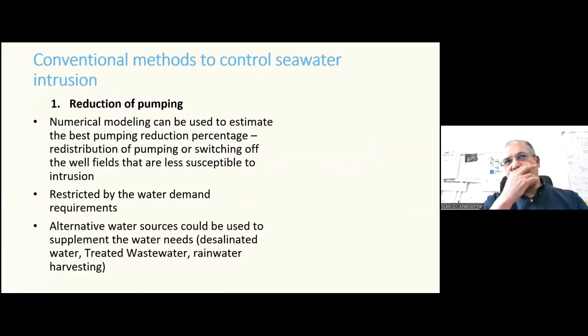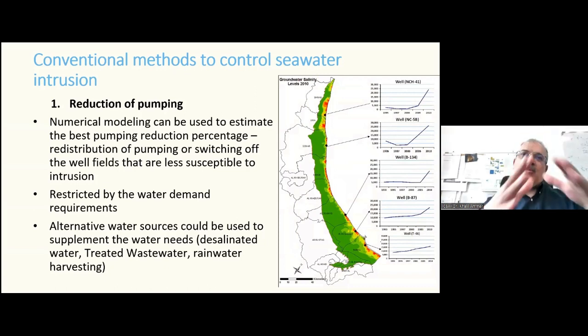The other solution could also be reallocating the wells, because sometimes, as we saw, there was what we call a cone of depression, where we can see that the water drops and forms the shape of a cone.